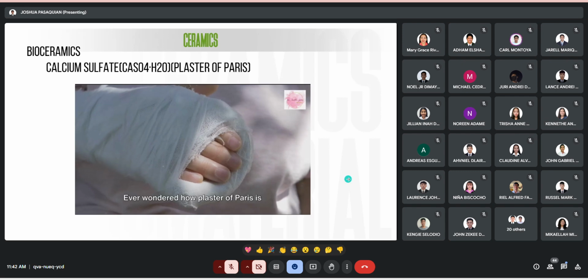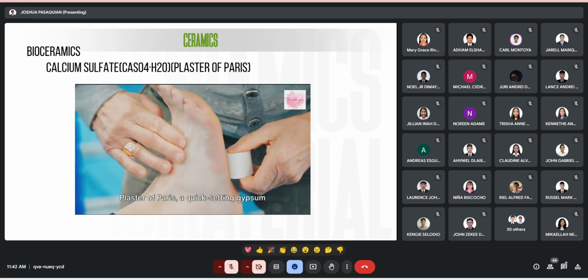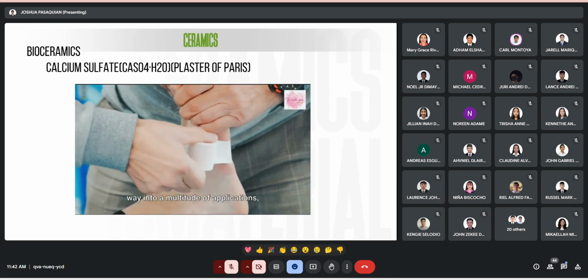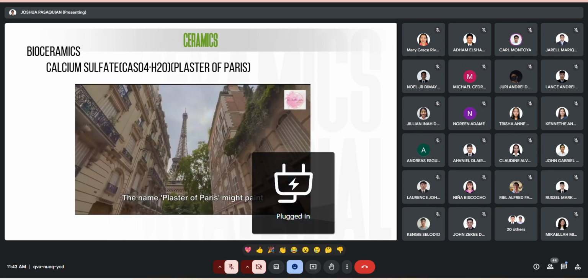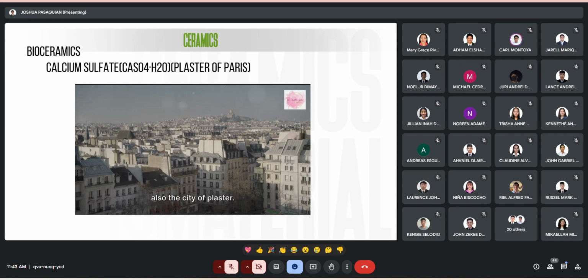Ever wondered how plaster of Paris is made or how it aids in bone healing? Well, the process is quite fascinating. Plaster of Paris, a quick-setting gypsum plaster, is a substance that has found its way into a multitude of applications, especially in the medical field. The name plaster of Paris might paint the image of the Eiffel Tower or the Louvre in your mind, but it's actually derived from the large deposits of gypsum found around Paris. It's not just about the city of love, but also the city of plaster.